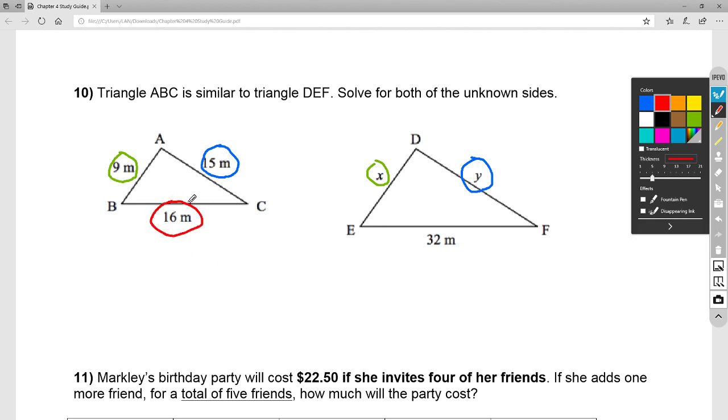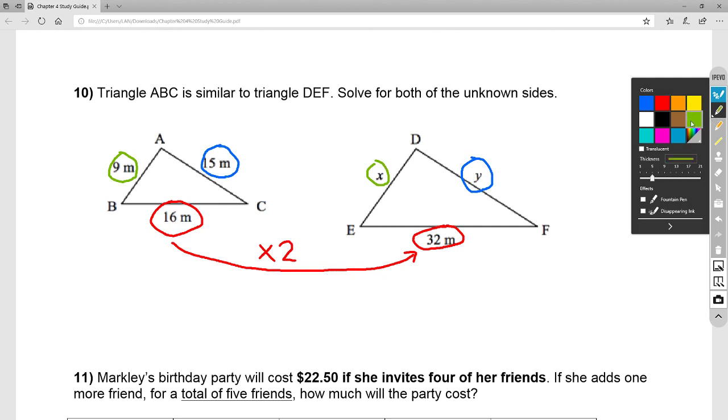And then my 16 goes with 32 here. Okay, so now looking at our corresponding sides, there's only one pair of sides that's going to help me find out the other missing sides, which is my 16 and my 32 here. So to get from 16 to 32, I have to think, what did they multiply 16 by? Oh, they multiplied it by 2. Which tells me everything from the ABC triangle also has to get multiplied by 2.